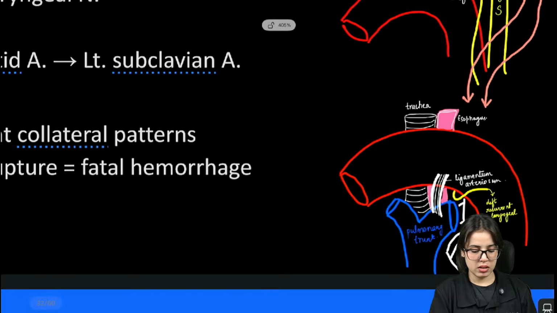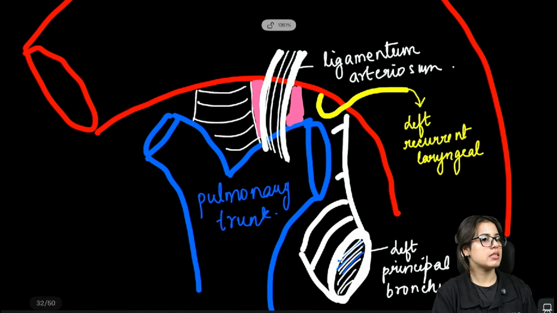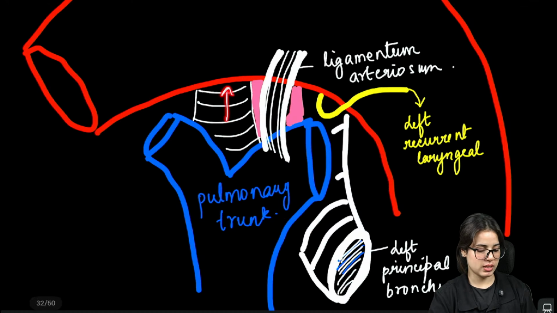Then below it is the bifurcation of the pulmonary trunk. The trachea comes from here, and the left principal bronchus. The trachea is behind it, you can see it's going like this. So it's not below the arch of aorta. What is below the arch of aorta? The pulmonary trunk and the left principal bronchus.